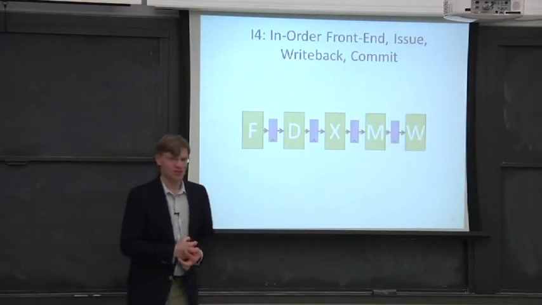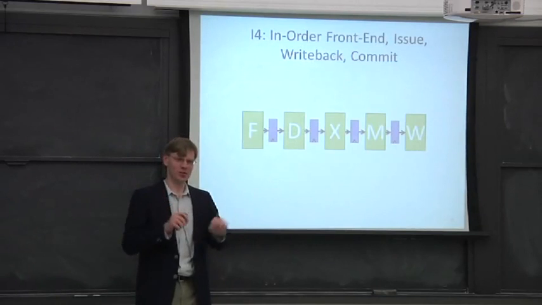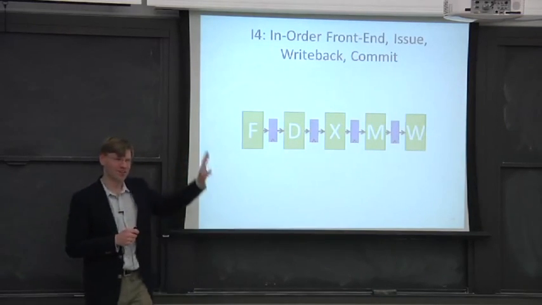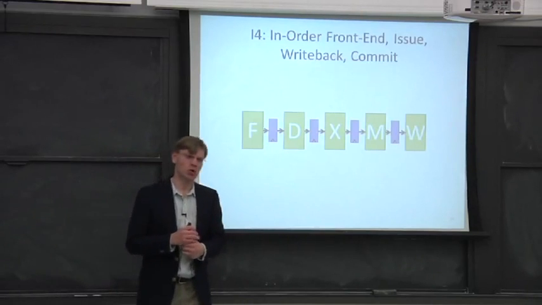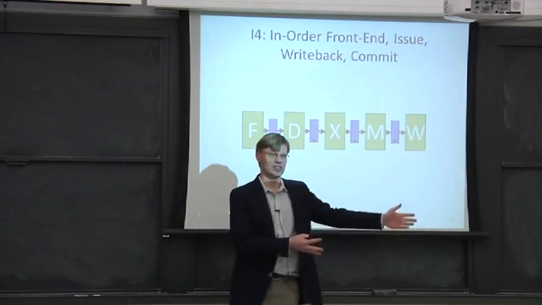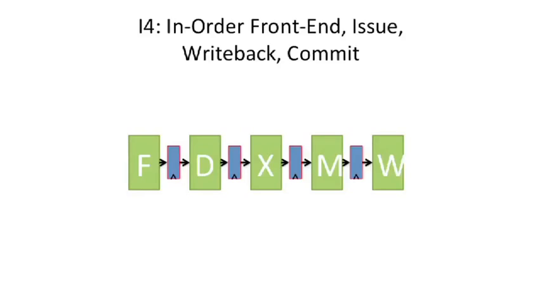Okay, so let's start evaluating our first out-of-order, in-order machine. So I4, this is actually an in-order machine, but we're going to be analyzing it as a motivator and then sort of a slippery slope, if you will, into true out-of-order machines. So here we have fetch, decode, execute, memory, write back. Same five-stage pipe.